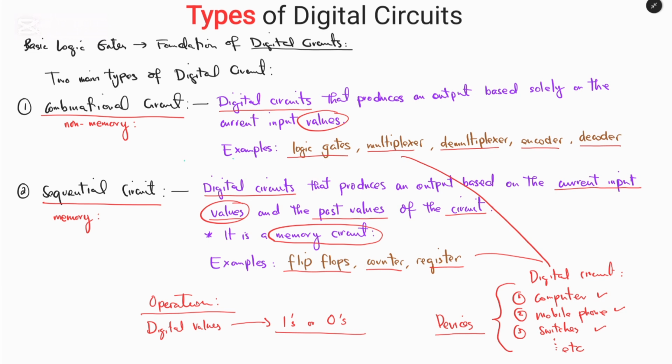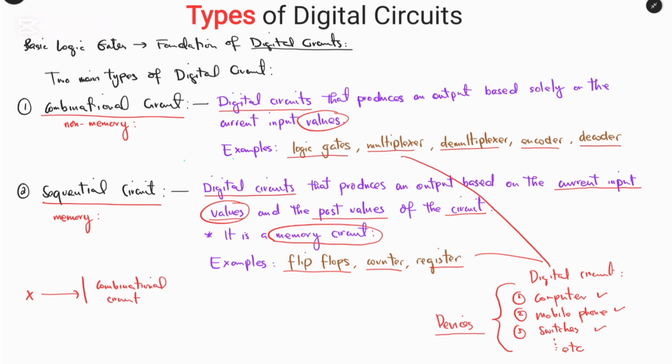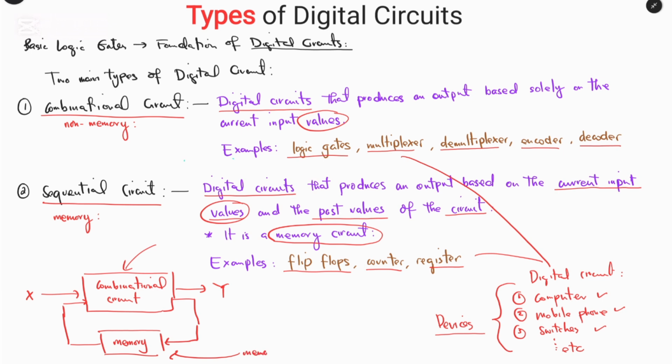Let us look at the block diagram of a sequential circuit. When we have X going into a system called a combinational circuit, like we discussed previously, it will produce the output Y. However, we take the output and feed it back into the input of the system through a memory. So this is a combinational circuit and this is a memory circuit, and altogether this circuit is known as a sequential circuit, where the memory part is added to the combinational circuit itself.